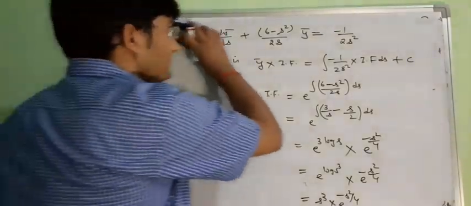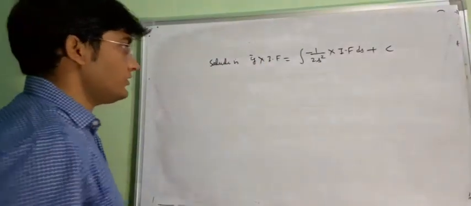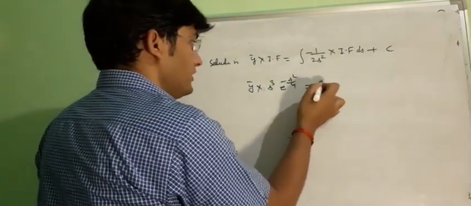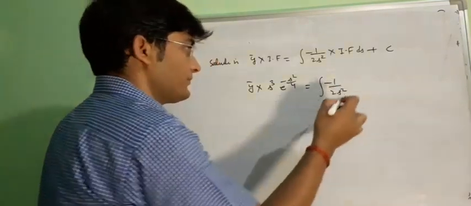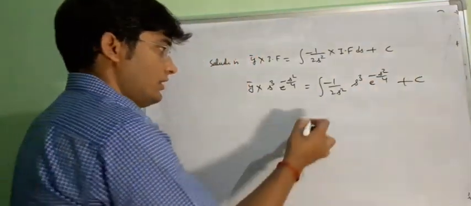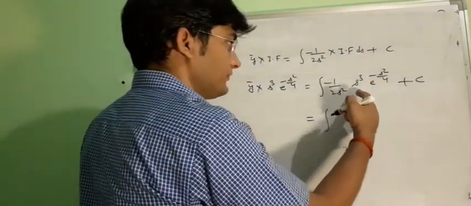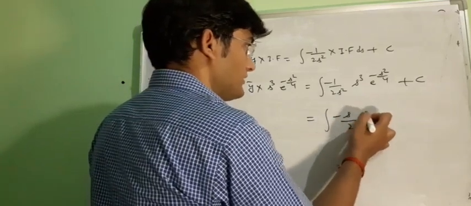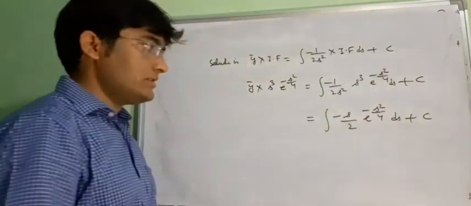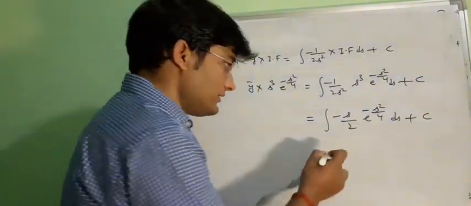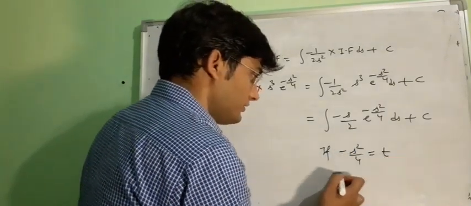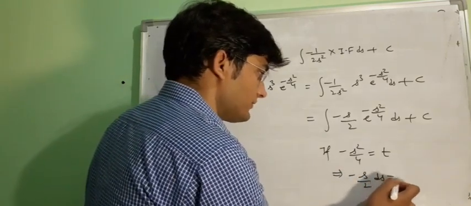Thus our solution is y bar into s cube e to power minus s square upon 4 equal to minus 1 upon 2s square into s cube e to power minus s square upon 4 plus some constant of integration, and this is equal to integral of minus s upon 2 e to power minus s square upon 4 ds plus c. You can see that if minus s square upon 4 equal to t, then minus s upon 2 ds will be dt.